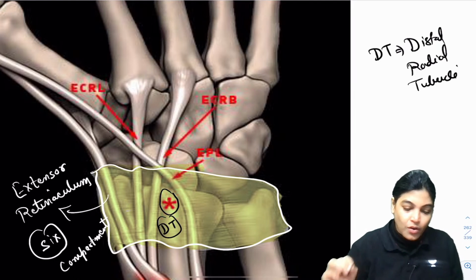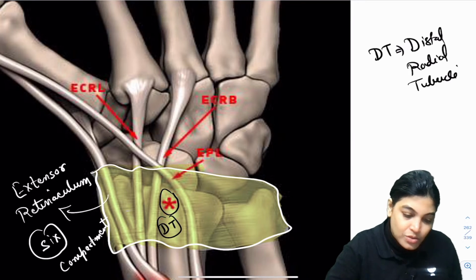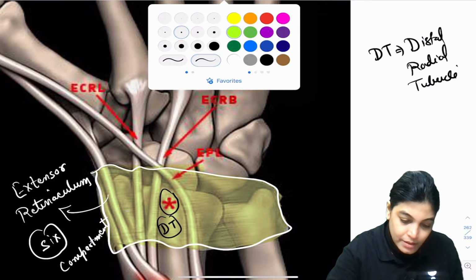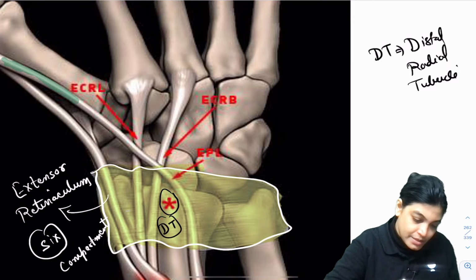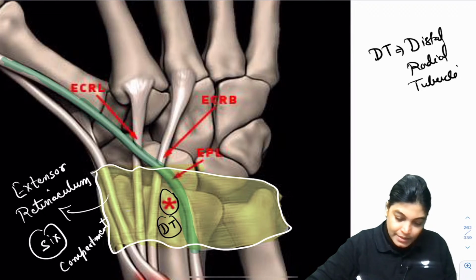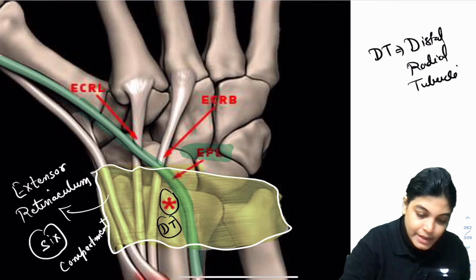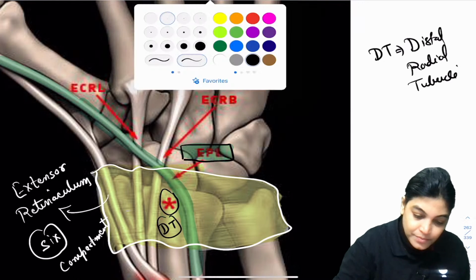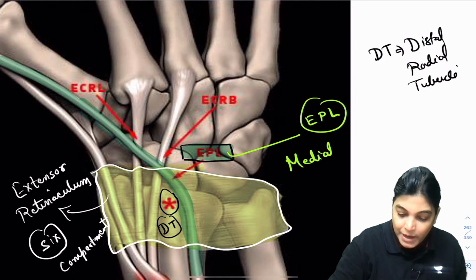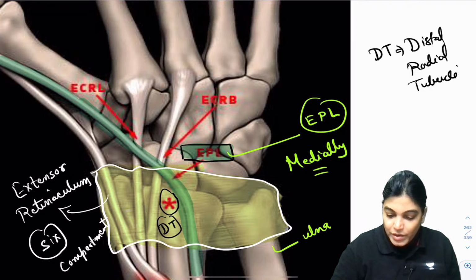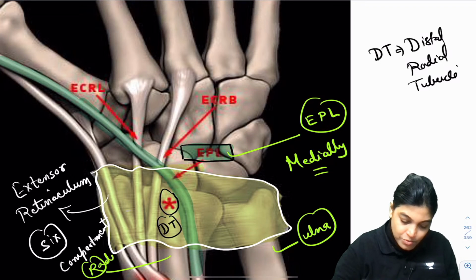Now appreciate here. Two tendons are passing lateral to it and one tendon is passing medial to it. Here, this is the extensor pollicis longus tendon, the EPL tendon, and it is passing medial to it. Why medially? Because you can see this is the ulna, and we know that the ulna is medial, and this is the radius, and we know that the radius is lateral.